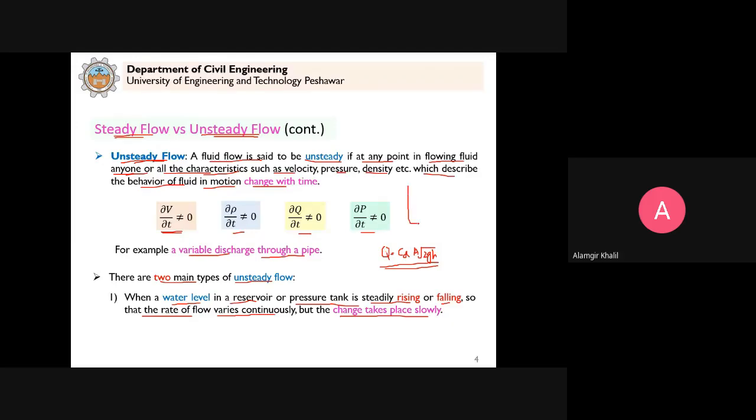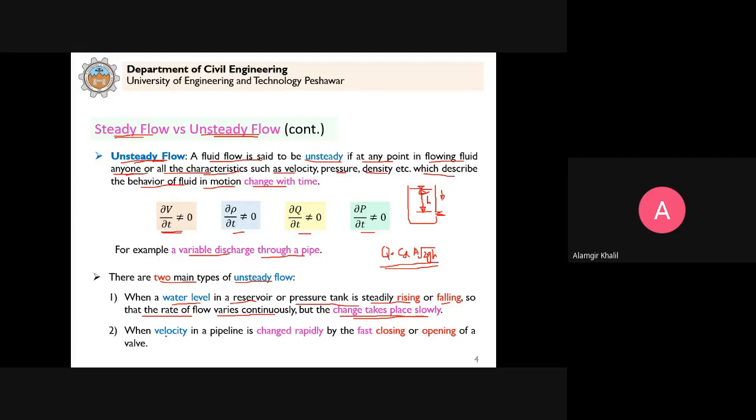Clear? You can see here that, let's say we have this water tank, and then at the side we have this orifice, and water will flow. The depth of water is here. This is the depth of water. So in this case, when H is changing, let's say the water level is falling, you can see that the discharge will change. So this is one type of unsteady flow. But here, the change takes place slowly.